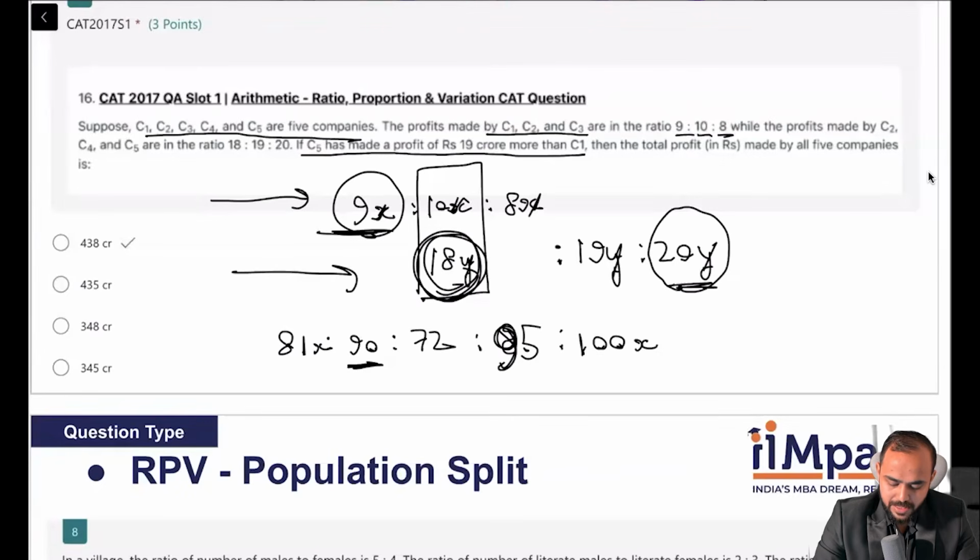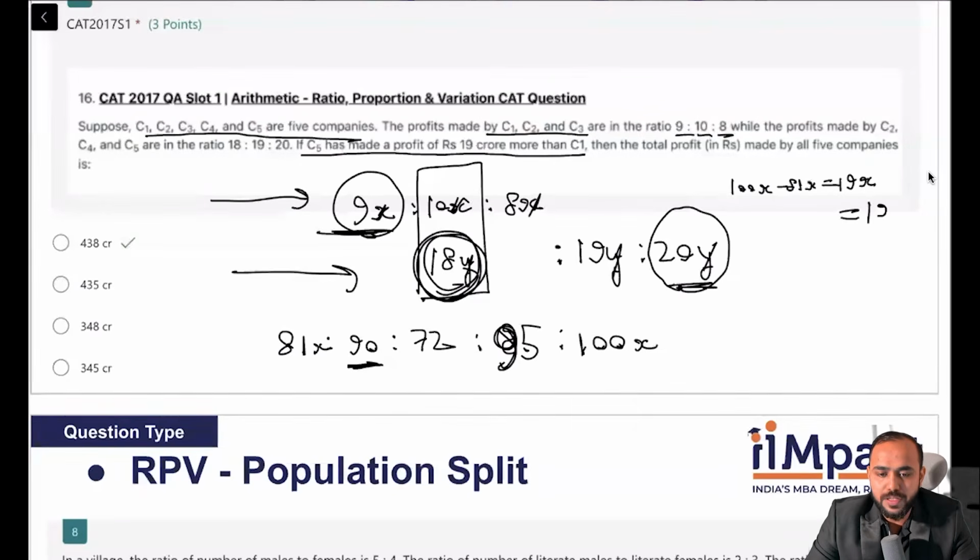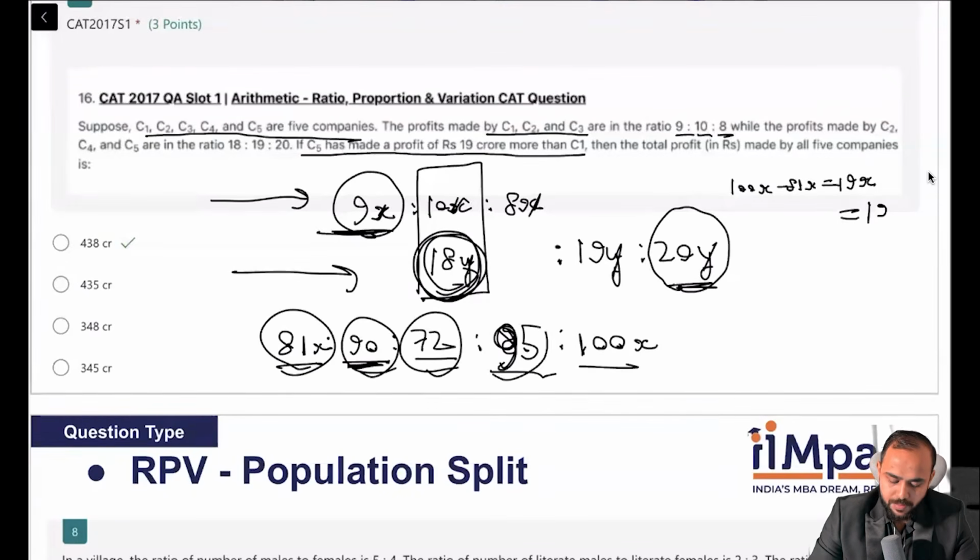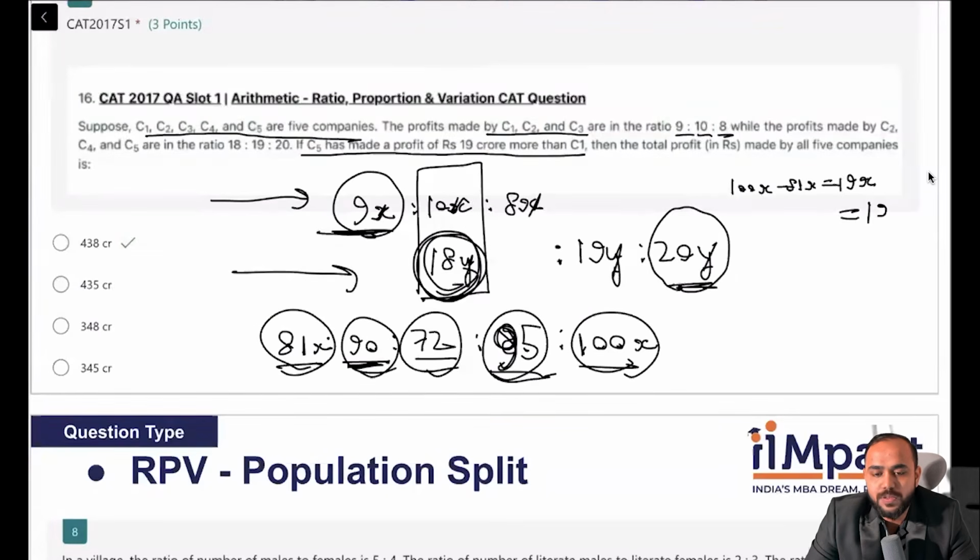So 100x minus 81x is equal to 19x, which is given to me as 19, which means all of these are 1: 81, 90, 72, 95, and 100. So the profit made by all five companies is going to be the addition of these numbers itself, because x is turning out to be 1. And you will get your final answer as 438 from this. Clear so far?